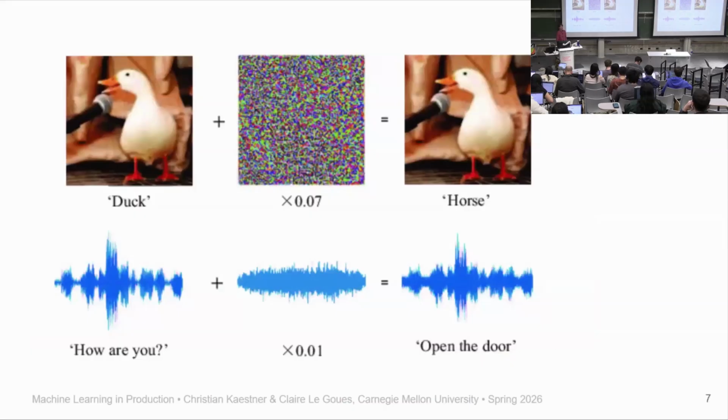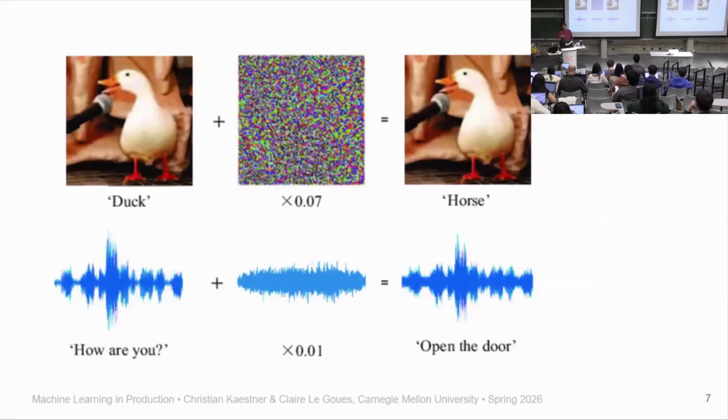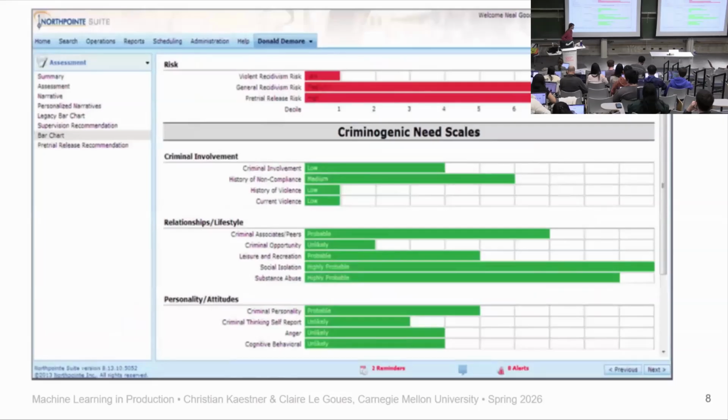And we've seen many other adversarial examples. We don't know why you can trick a model so easily. It sounds the same to humans, but the model completely misunderstands it, for reasons that we don't quite understand.